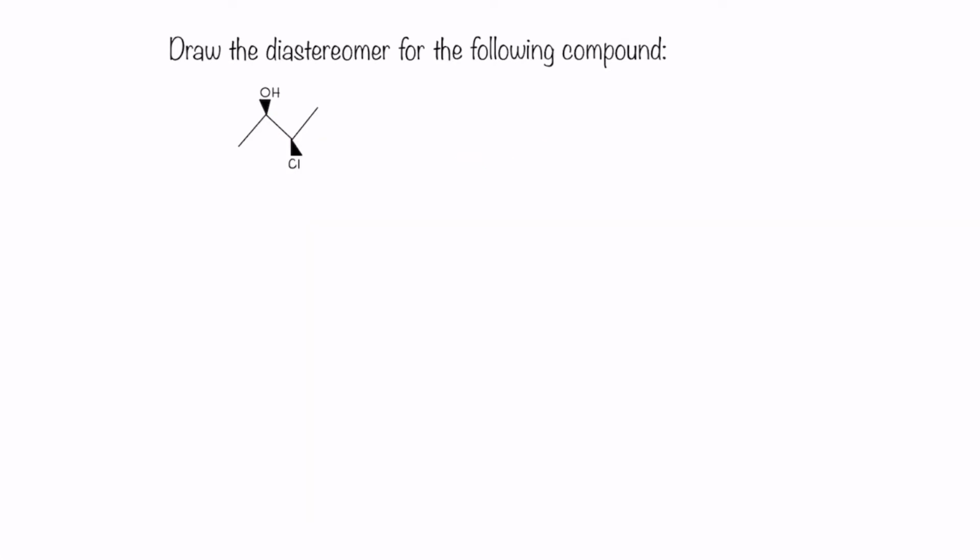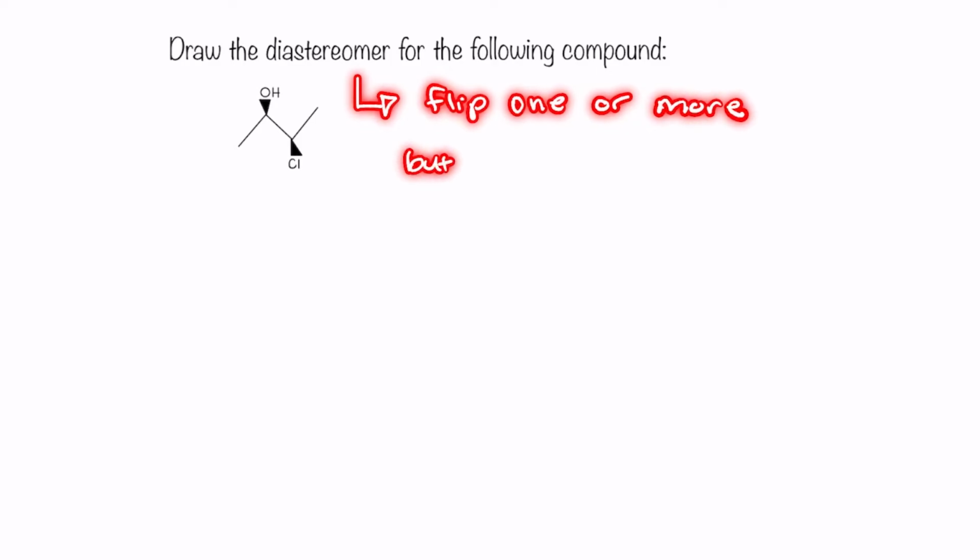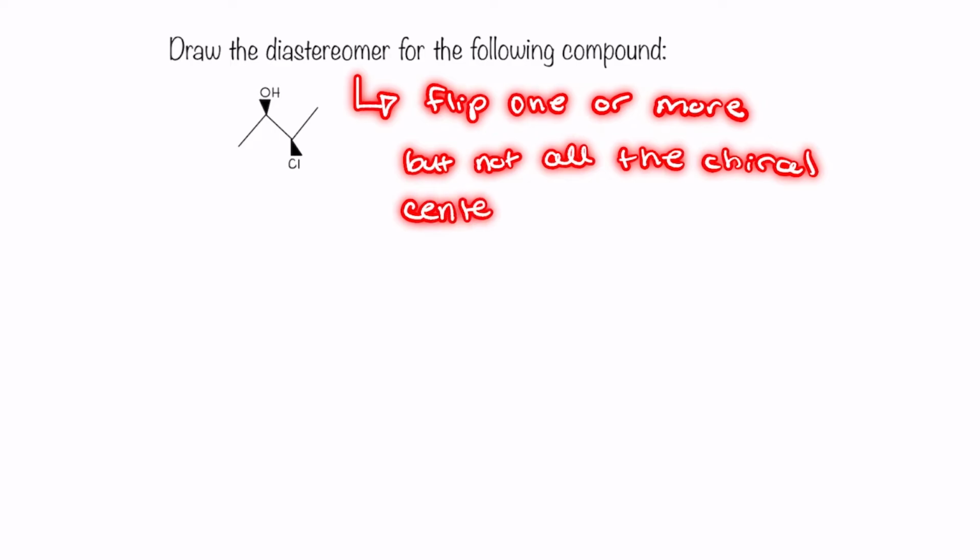Now, what if your professor told you to draw the diastereomer for the following compound? Well, what is a diastereomer? You could draw a diastereomer of a compound by drawing the same compound, but flipping one or more, but not all, of the chiral centers' configuration. And what do we mean by that?